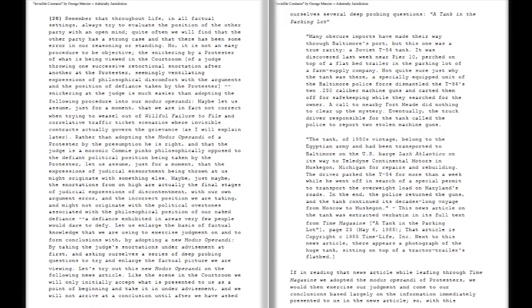This news article on the tank was extracted verbatim in its full text from Time magazine. A tank in the parking lot, page 23, May 6, 1985. That article is copyright 1985 Time Life, Inc. Next to this news article, there appears a photograph of the huge tank sitting on top of a tractor trailer's flatbed.